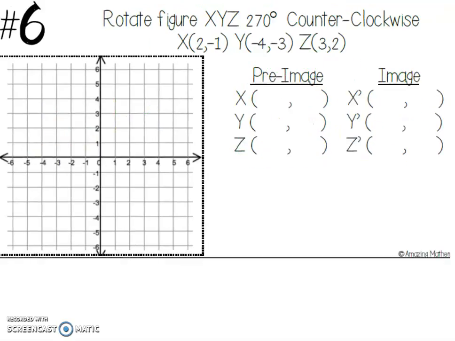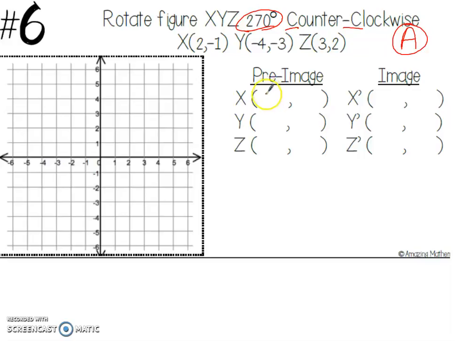Okay, number 6. First off, I've got to look at what rule I might need. 270 counterclockwise. What do you think? Rule A. It is rule A. Oh, that's pretty easy. 90 degrees CC. So rule C is clockwise. Okay? Well, maybe you plugged your first one right.